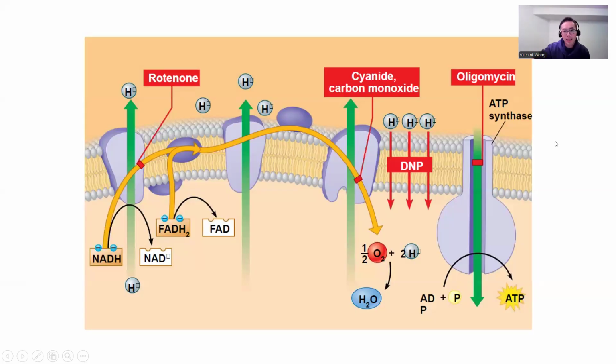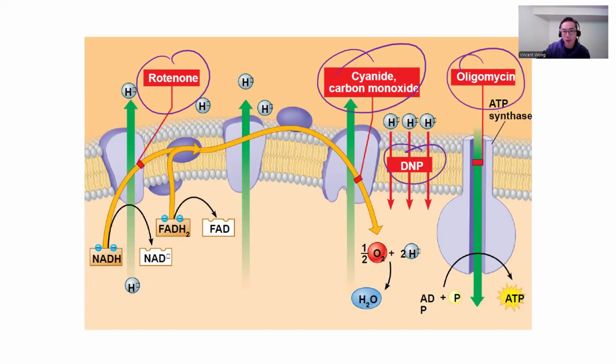All right, so this summarizes what's going on. We have the rotenone, the cyanide, and the carbon monoxide all interfering directly with the ETC. We have the DNP that's helping the H plus come back in, bypassing the ATPase. And we have the oligomycin that would block the ATPase.